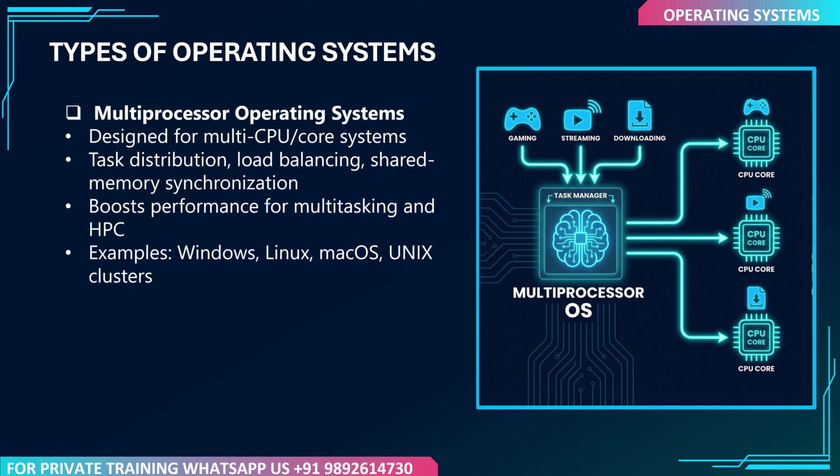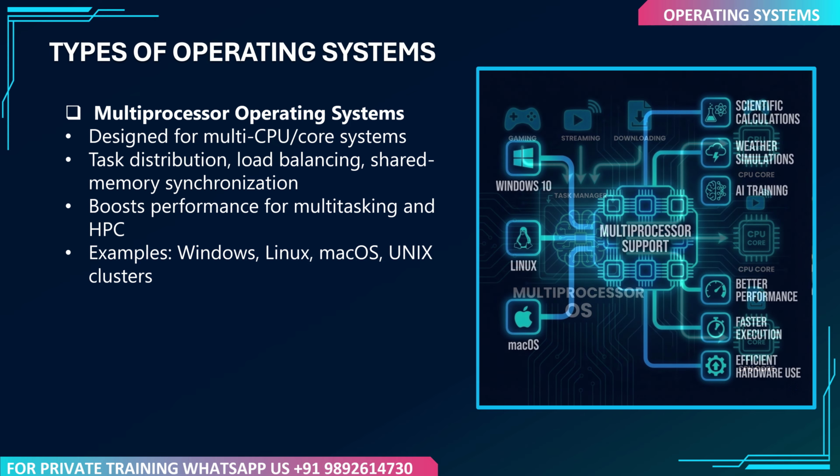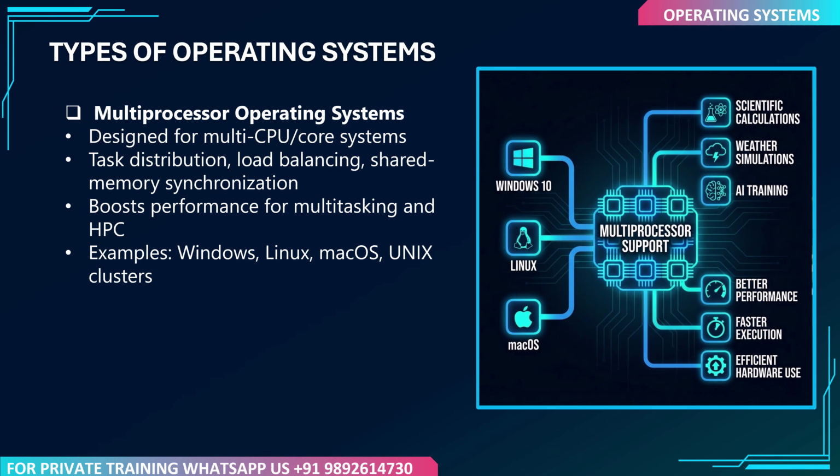For instance, when you're gaming while also streaming and downloading a file, a multiprocessor OS makes sure one processor handles game graphics, another manages network operations, and yet another deals with background downloads. Systems like Windows 10, Linux, and Mac OS are all capable of multiprocessor support. In high-performance computing, systems like Unix-based clusters use many processors, sometimes thousands, to handle massive scientific calculations, weather simulations, or AI training. The goal is clear: better performance, faster execution, and efficient use of hardware.